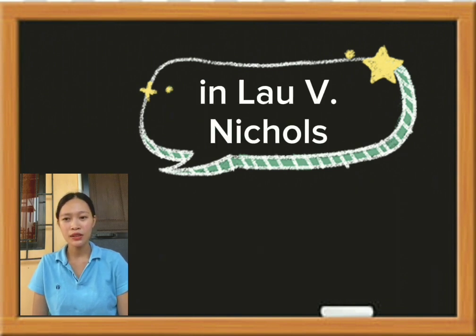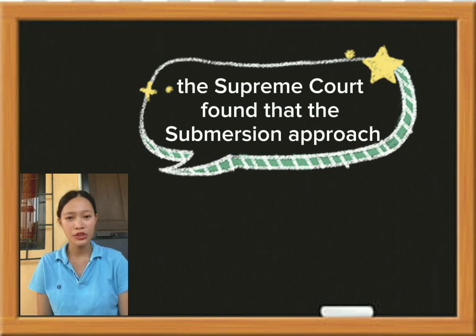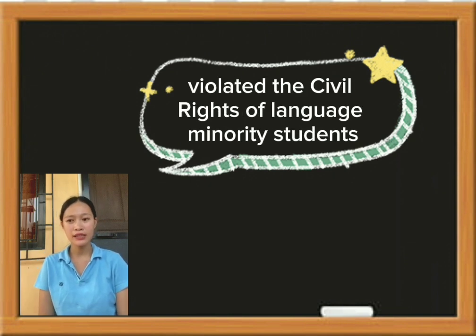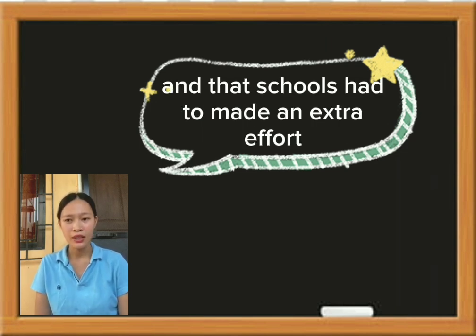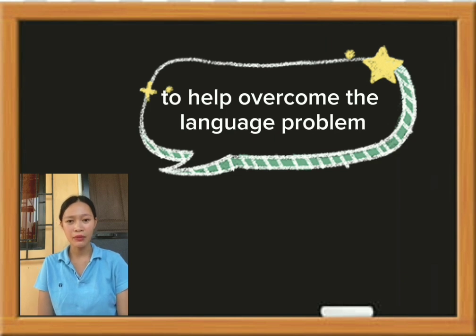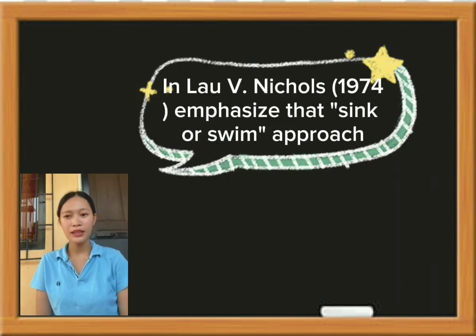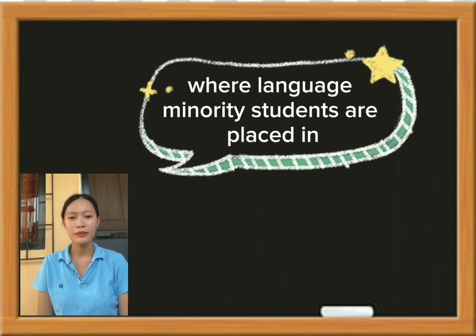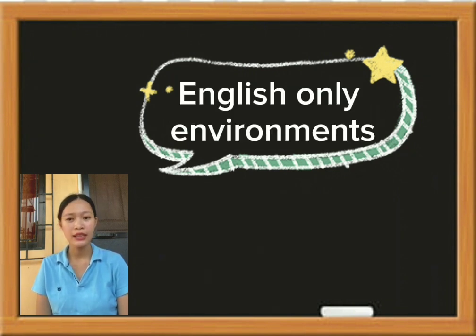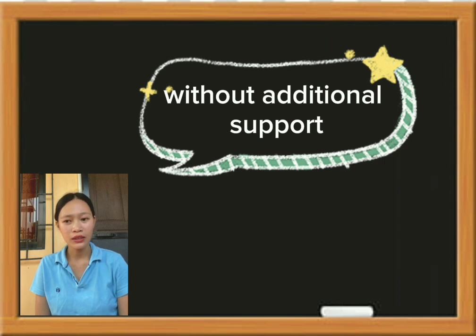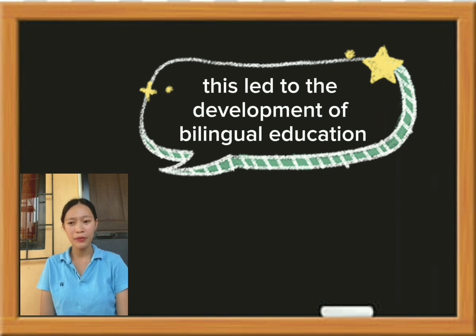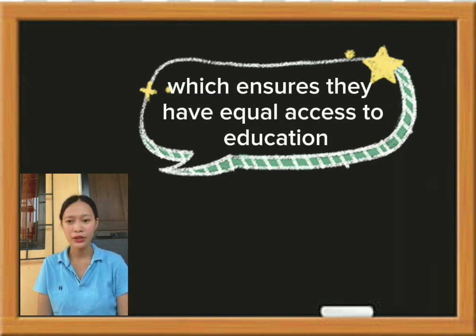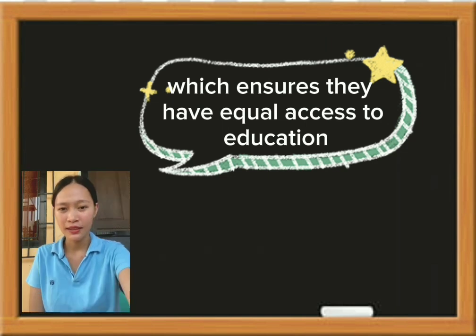In Lau v. Nichols, the Supreme Court found that the submersion approach violated the civil rights of language minority students and that schools had to make an extra effort to help overcome the language problem of these students. Lau v. Nichols, 1974, emphasized that the sink or swim approach, where language minority students are placed in English-only environments without additional support, violates their civil rights. This led to the development of bilingual education, which ensures they have equal access to education.